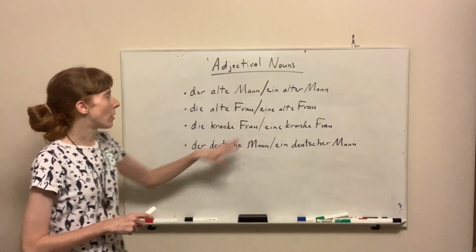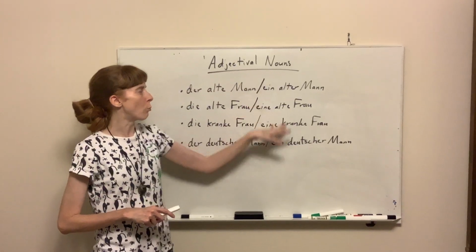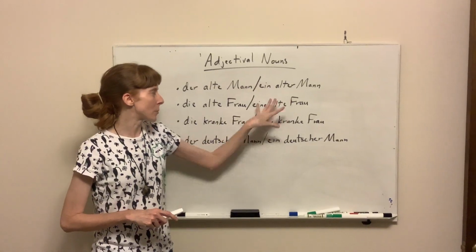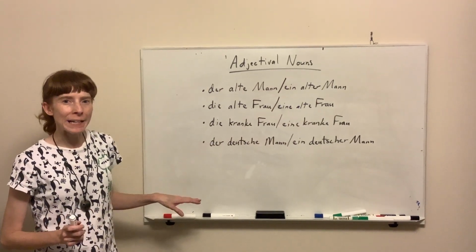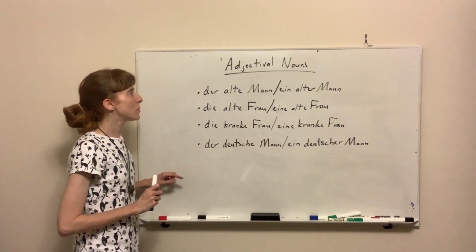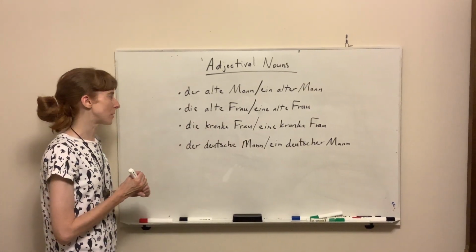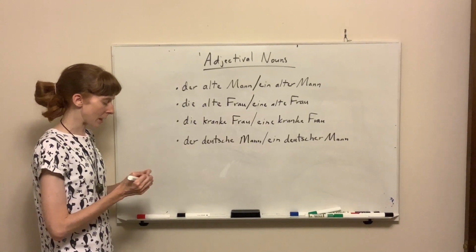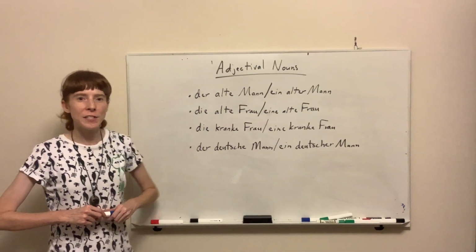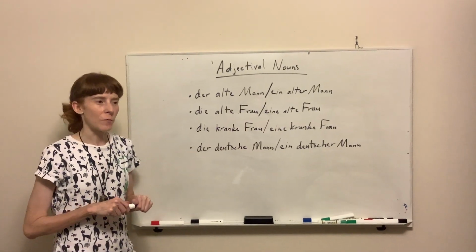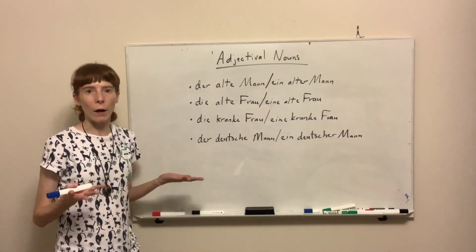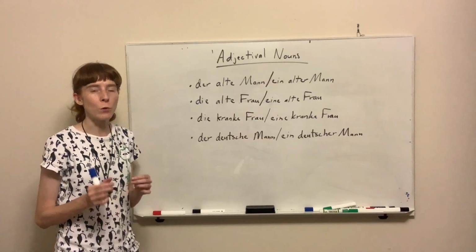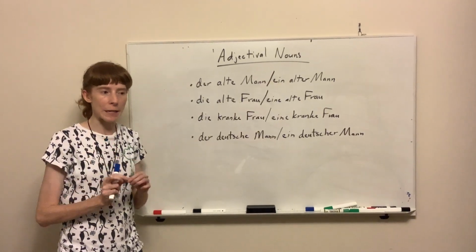If you need a review on these endings, you can go watch one of my other videos. I've got one explaining that. What we're going to be doing today is a type of noun that comes from an adjective. So we often have this in English in things like the sick. For example, we must help the sick. The sick what? Well, it's probably people, but we're using the adjective sick as a noun.